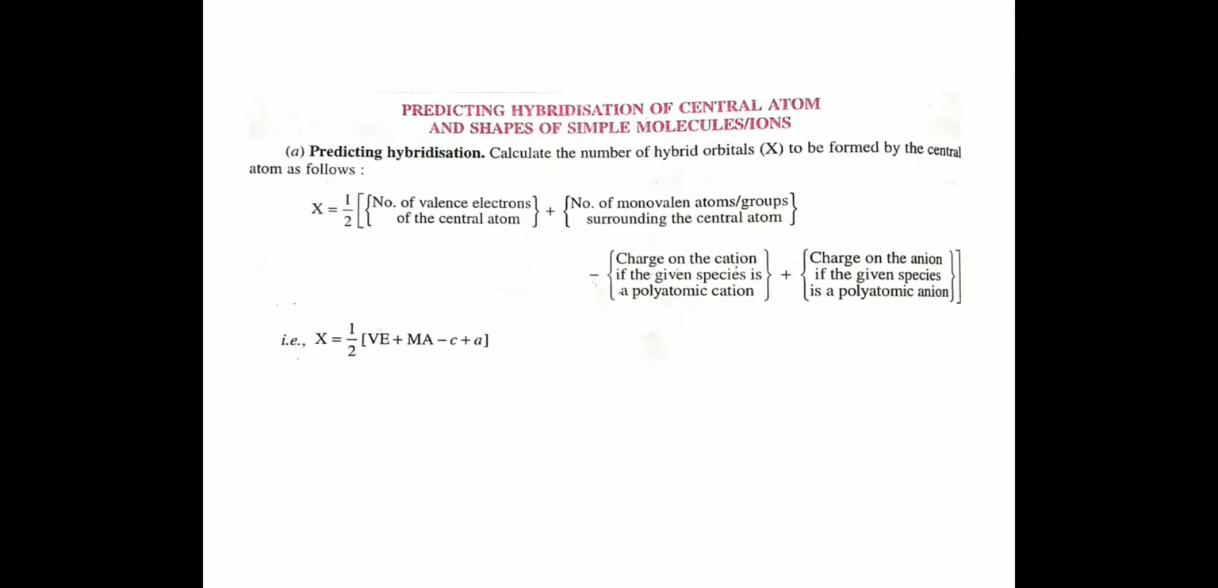So the hybridization of the central atom, we commonly refer to as the hybridization of the given molecule. Actually, it is the hybridization of the central atom which we will have to calculate, and after that we can determine the shape. So the formula is X equals half of the number of valence electrons of the central atom plus the number of monovalent atoms or groups surrounding the central atom.